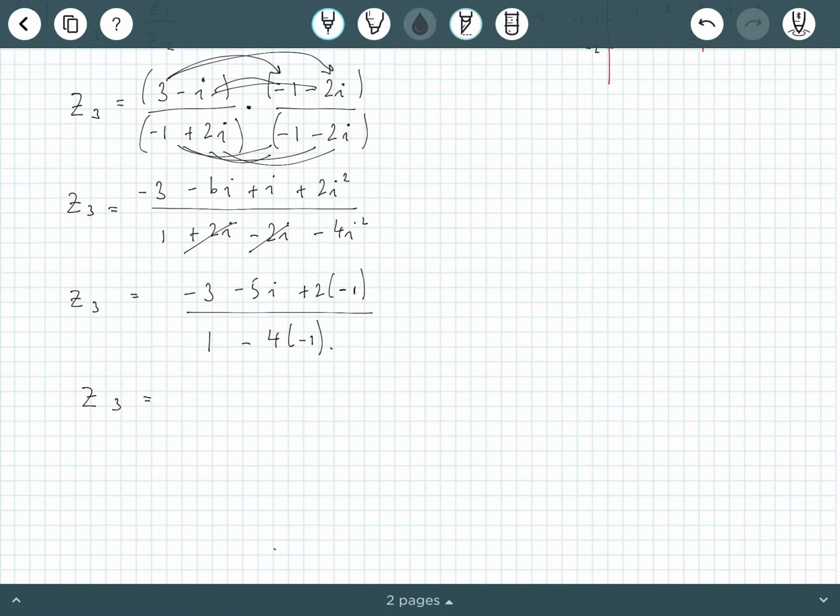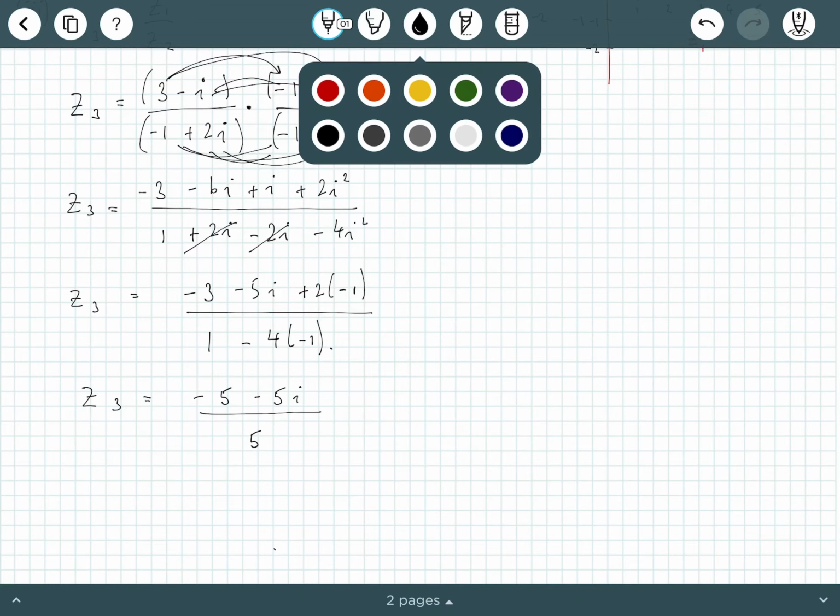Okay, let's finish this off here now, lads, in one line. So over here, lads, 2 times minus 1 is going to be minus 2. So minus 2 minus 3 is minus 5, minus 5i, over. Minus 4 by minus 1 is a positive 4, so 1 plus 4 is 5.